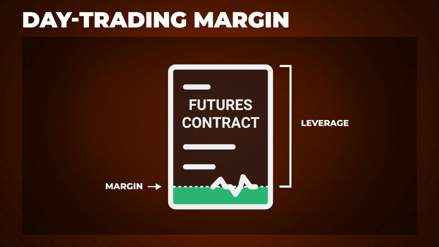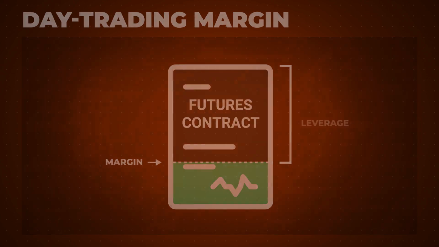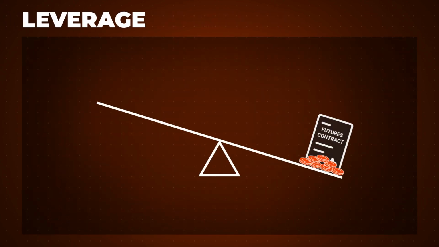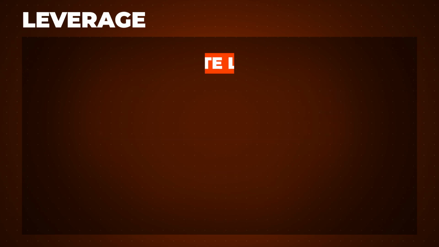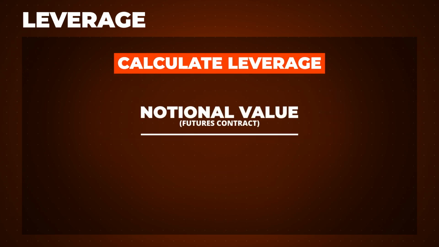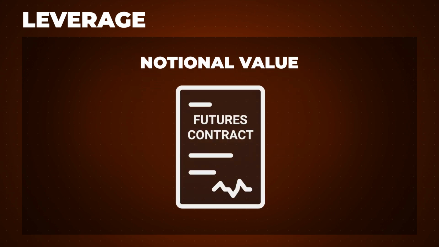The ratio between the contract value and margin determines the amount of trading leverage. In futures trading, the term leverage refers to the ability to control the larger value of a futures contract with a significantly lower dollar amount represented by the required margin. To calculate leverage, simply divide the notional value of the futures contract by the required margin. Notional value is the total dollar value represented in the futures contract.